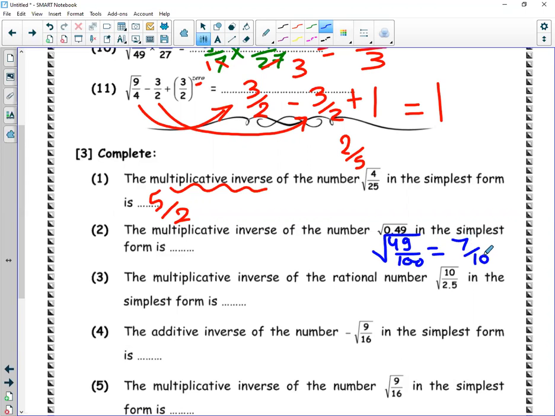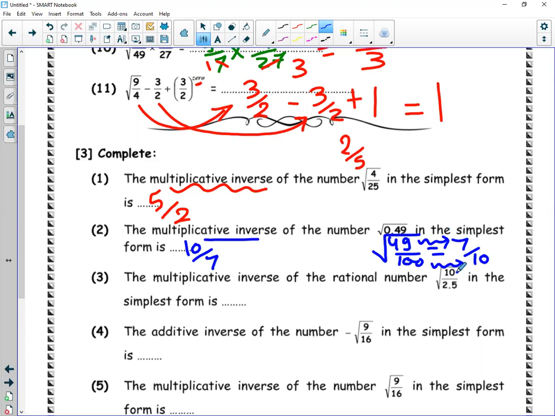To find the multiplicative inverse of 7 over 10, it will be 10 over 7. The root of 49 equals 7 and the root of 100 equals 10. So the multiplicative inverse of 7 over 10 will be equal 10 over 7.